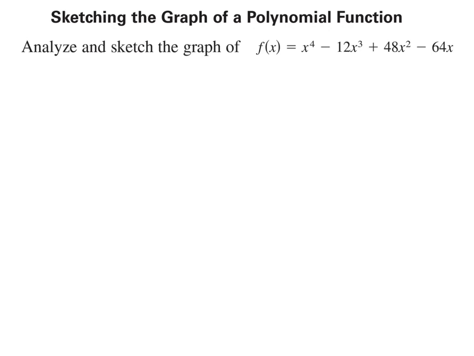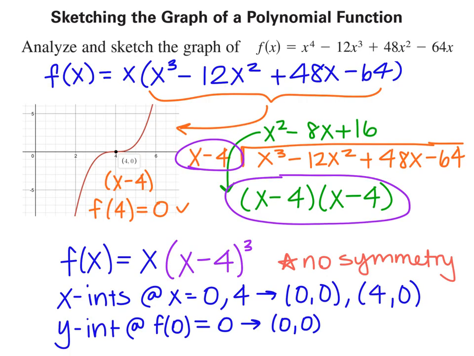All right, let's analyze this function. I have a quartic function, so x to the fourth minus 12x cubed plus 48x squared minus 64x. First thing I'm going to try and do is factor this thing. So I'm able to pull an x out because all of these terms have an x in common, and then I'm left with this 4-term polynomial that's a cubic, and I can't factor it by grouping. I can't split it and get the same factor on both sides.